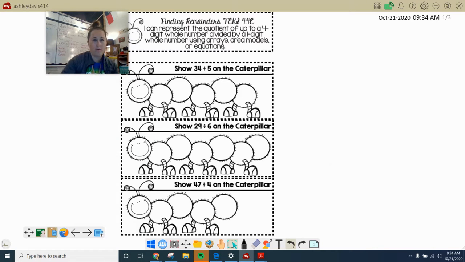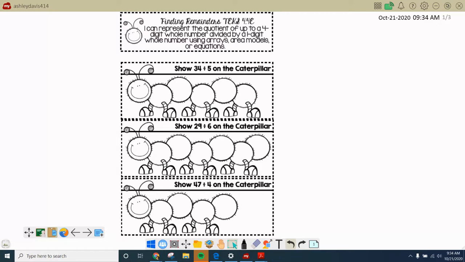So first, we're going to review remainders, which we've been doing. We've been finding remainders every time we've done long division. So, we're going to do these problems. Here we have a caterpillar trying to show 34 divided into groups of 5. We're going to divide 34 as evenly as possible into 5 groups. So I just count, put 1 in each until I get to 34.